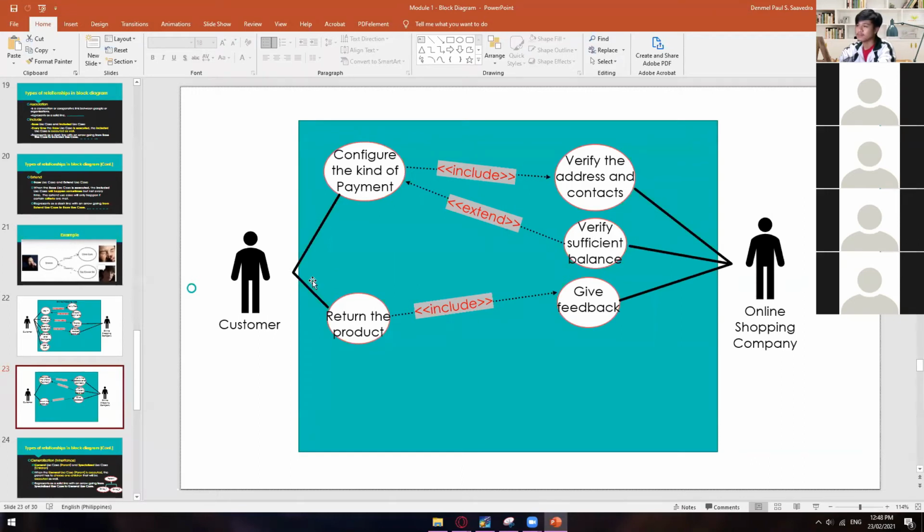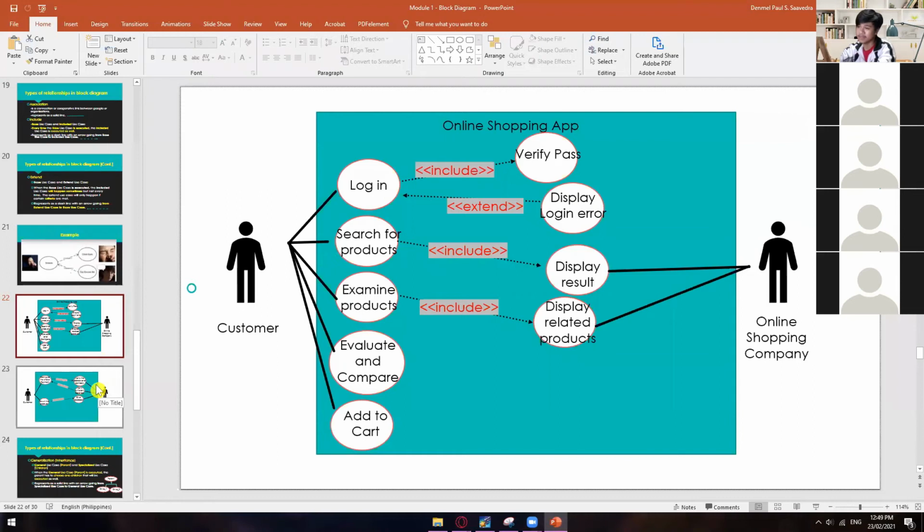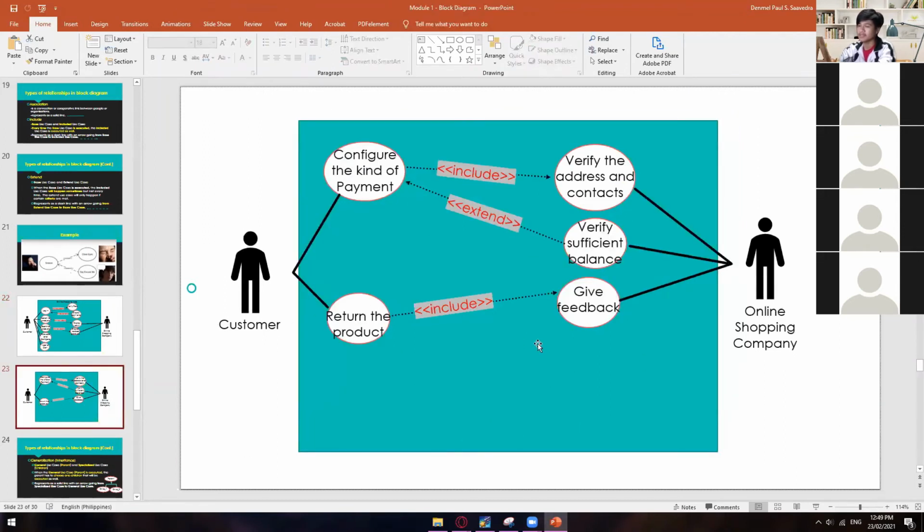All right. And then lastly, we have return the product. Of course, you're going to return it to the company, and then that company will give feedback. Actually, under here you can also include feedback, like your comment while you return the product to the company. So that's it for this at least 60 to 80% complete use case diagram of an online shopping app. So were you guys able to follow?